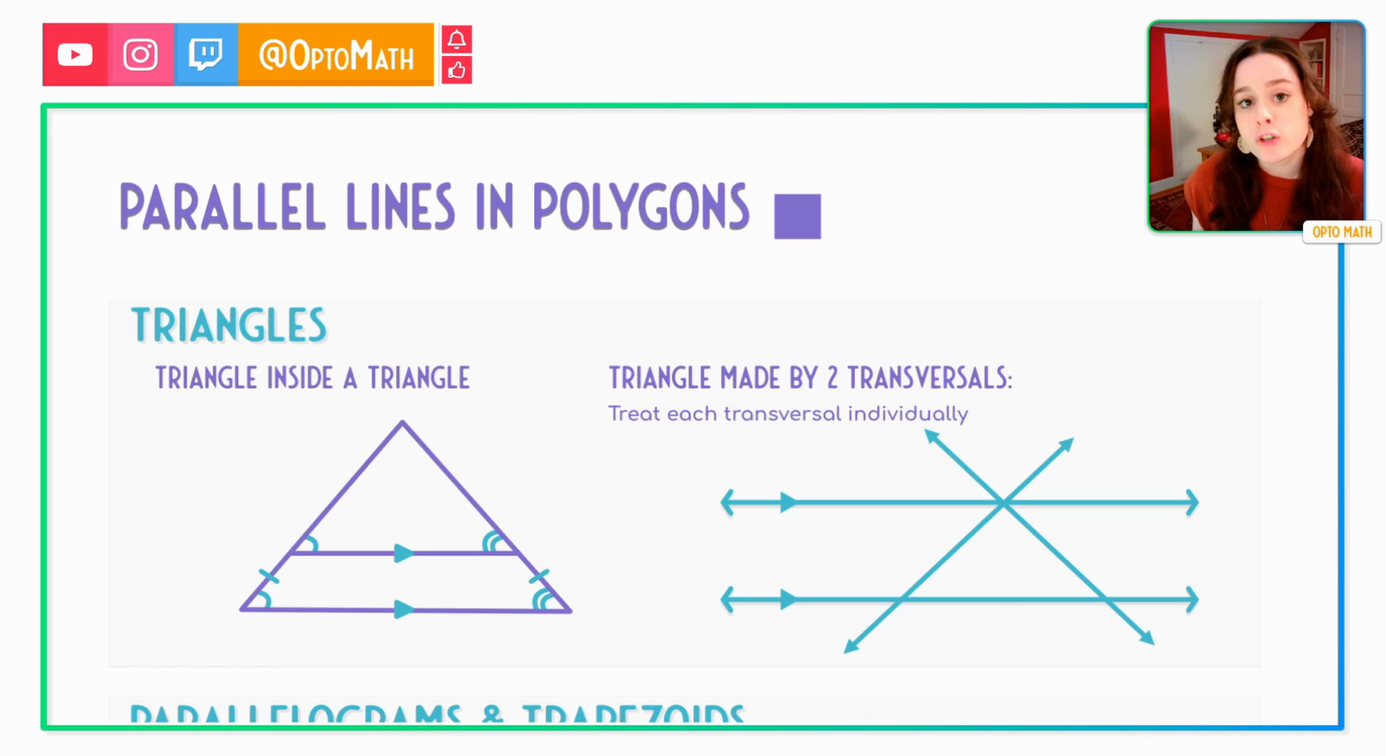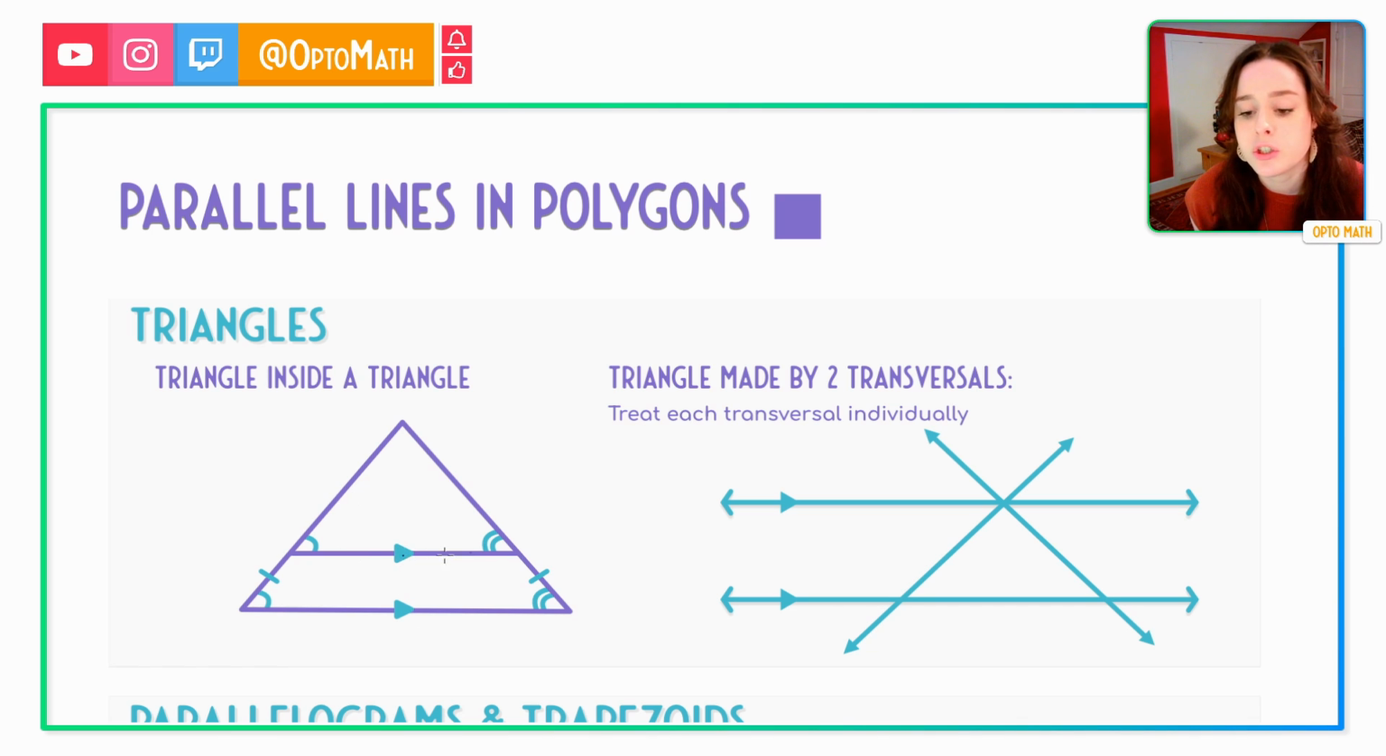So the first type of example of triangle is a triangle inside of a triangle. We see that the top of this picture is one of our triangles, and the entire triangle is our second one. So we've got two triangles, and that's what we're going to be looking at.